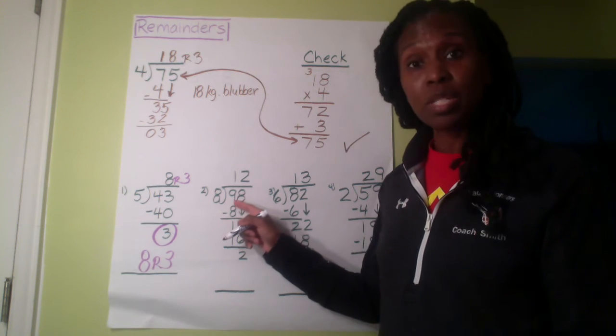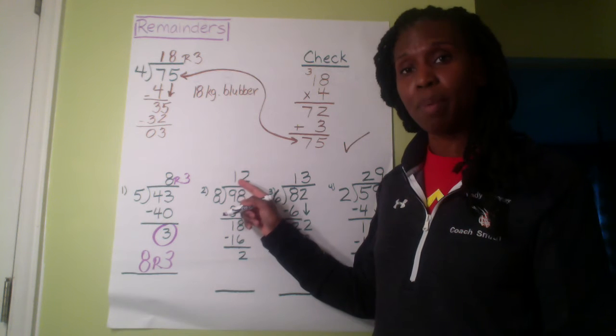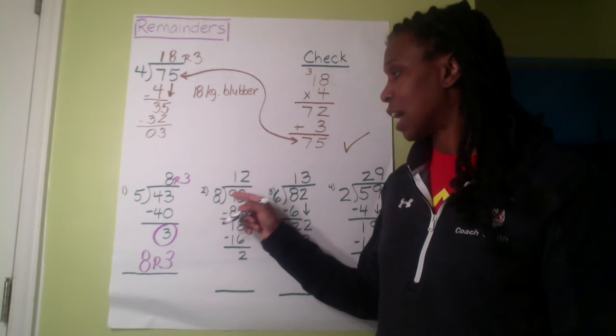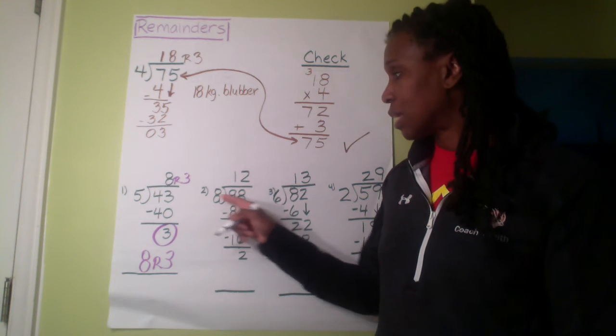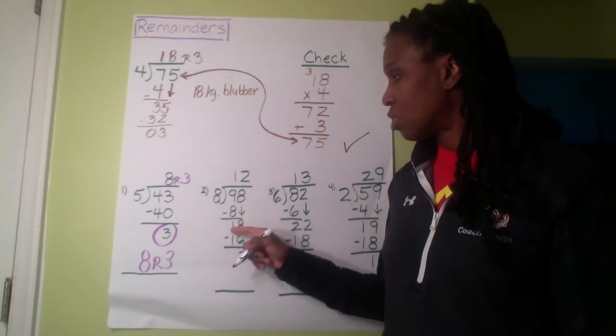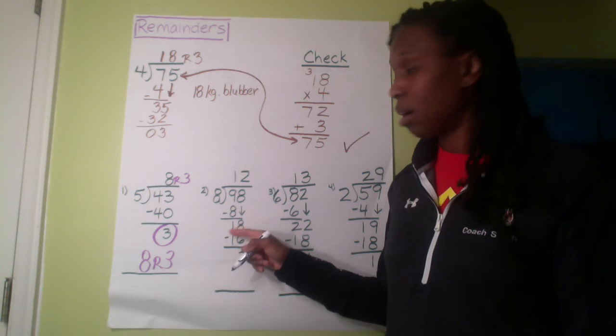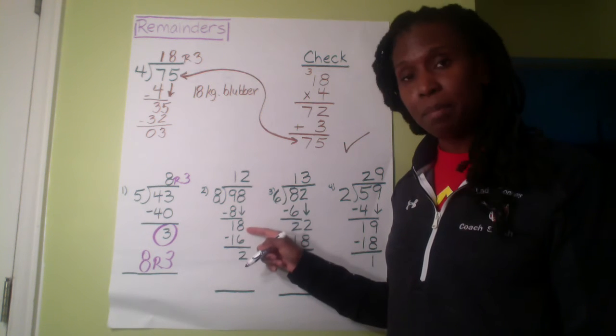Again, I start with the first digit. Can I take a group of 8 out of 9? Well, sure I can. I can take one group out. So I've divided. 9 divided by 8 is 1. After you divide, you multiply. 1 times 8 is 8. After you multiply, you subtract. 9 minus 8 is 1. I compare. 1 is less than 8, so I'm in good shape. So I bring down the next number.